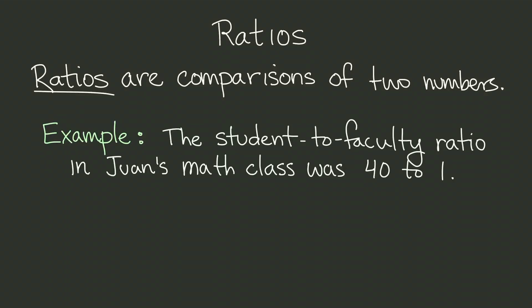Ratios are simply comparisons of two numbers. For example, the student-to-faculty ratio in Juan's math class was 40:1, meaning that there were 40 students to one professor. This can also be written as 40:1 using a colon in between, or it can also be written as a fraction, 40/1.